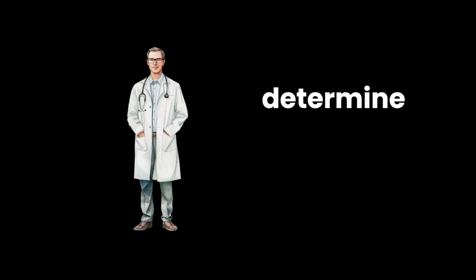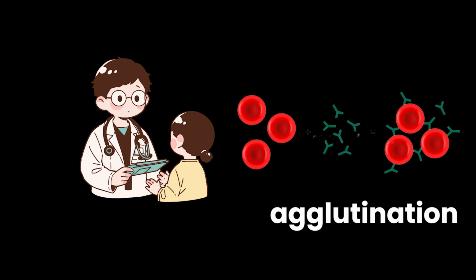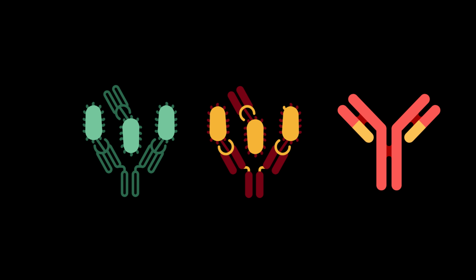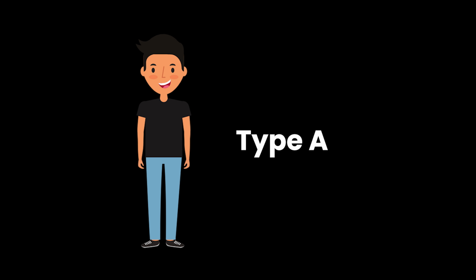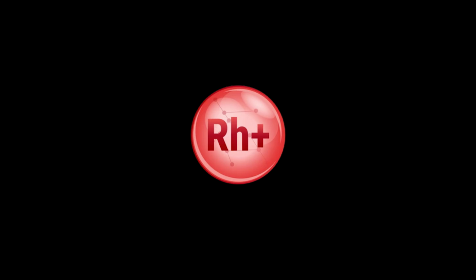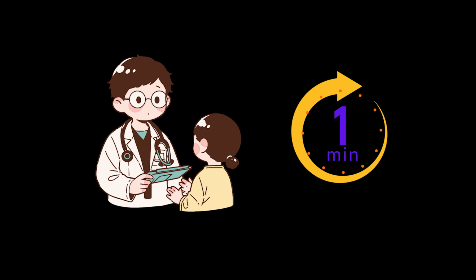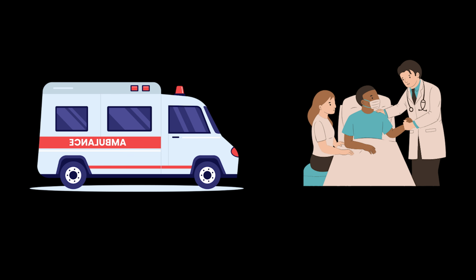How do doctors determine your blood type? With a simple test called agglutination. They mix your blood with antibodies that target A, B, or Rh antigens. If your blood clumps when exposed to anti-A, you're type A. Clumps with anti-B means type B. Clumps with anti-D means Rh positive. No clumping? You're O negative. This test takes minutes, and in emergencies, it saves lives.